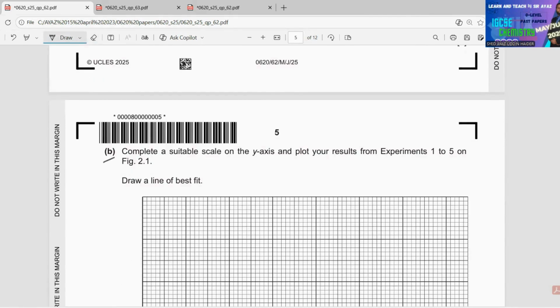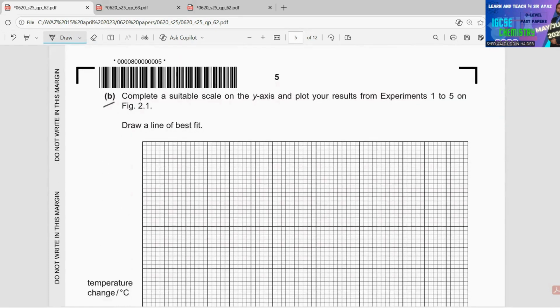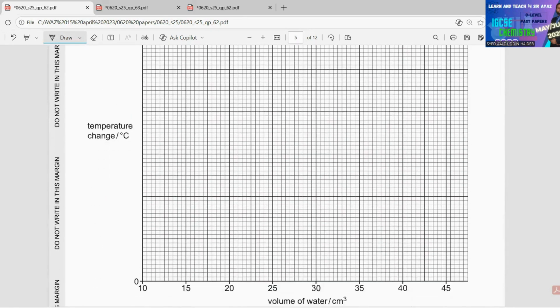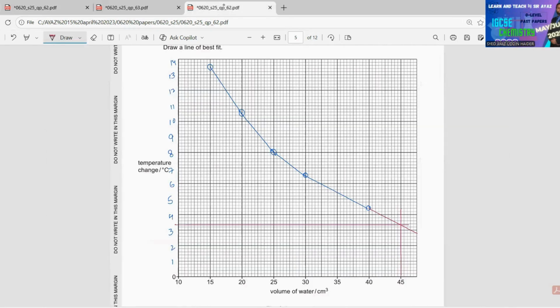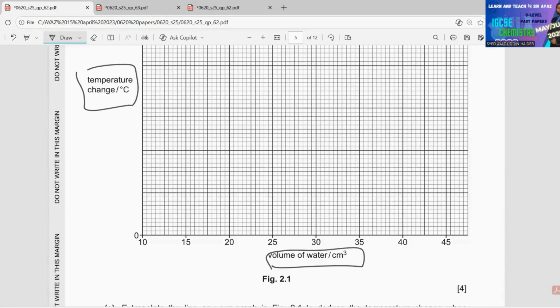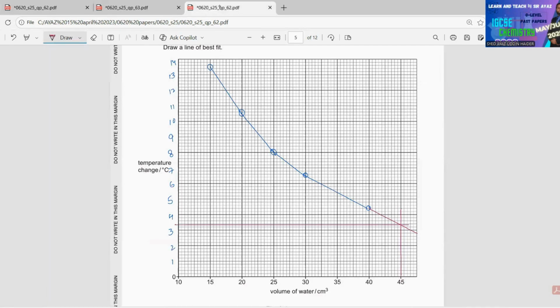Complete a suitable scale on the y-axis and plot your results from experiment 1 to 5 on figure 2.1. Draw a line of best fit. So we have volume of water in cm³ on the x-axis, and on the y-axis we have temperature change in degrees centigrade. For your convenience, I have already drawn the graph. You will get the graph like this. You see the points? All points are plotted correctly.